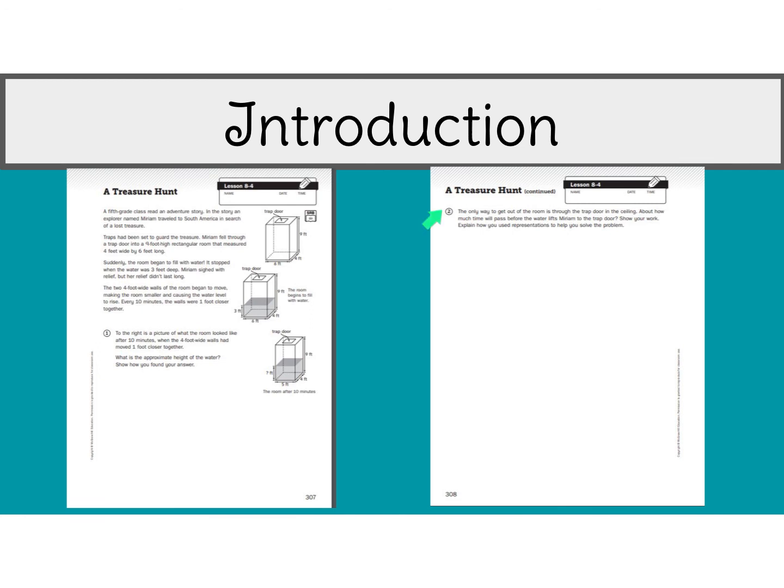And then number 2 over here on your second page, the only way to get out of the room is through the trap door in the ceiling. About how much time will pass before the water lifts Miriam to the trap door? Show your work. Explain how you used representations to help you solve the problem. So think about, what does representations mean? Does that mean equations? Hint, hint.